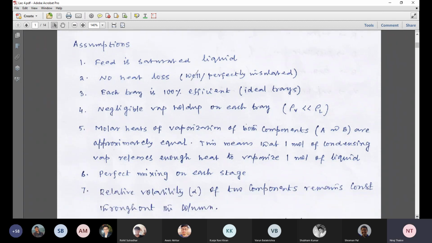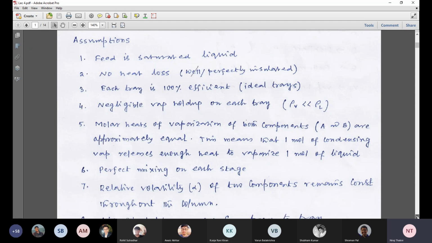Next, come to this point. Relative volatility of two components remains constant throughout the column. Relative volatility, which is denoted by alpha, remains constant from top to bottom or bottom to top. We'll discuss later what this relative volatility is.